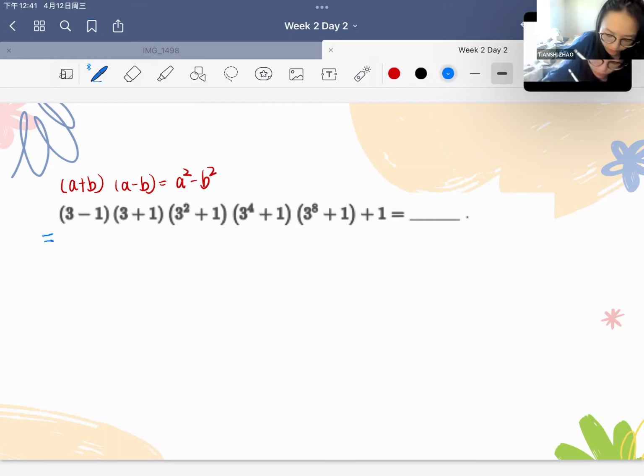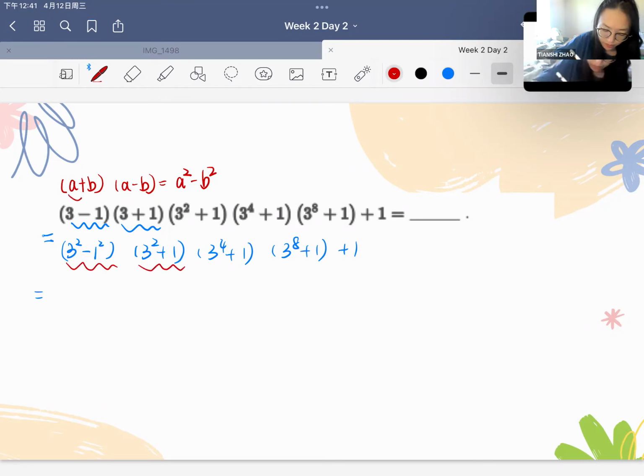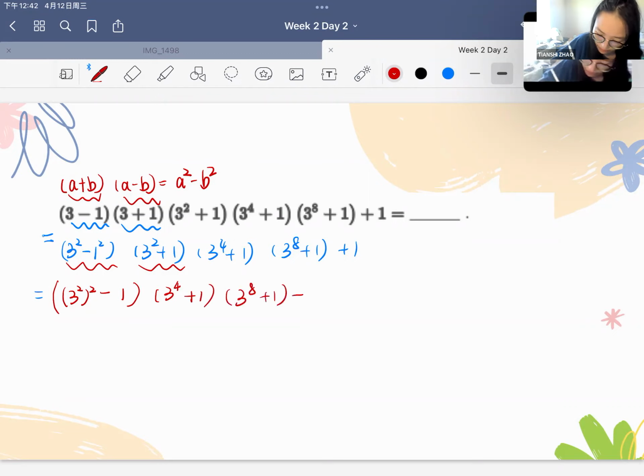So we just copy down the terms, and here you can find that these two terms are also a plus b and a minus b, and the only difference is that a becomes 3 squared instead of 3. But no worries, we can just apply the rule. So the first term becomes 3 squared squared minus 1 squared, which is 1. So this is the first term, and then 3 to the power of 4 plus 1, and then 3 to the power of 8 plus 1, and then plus 1.